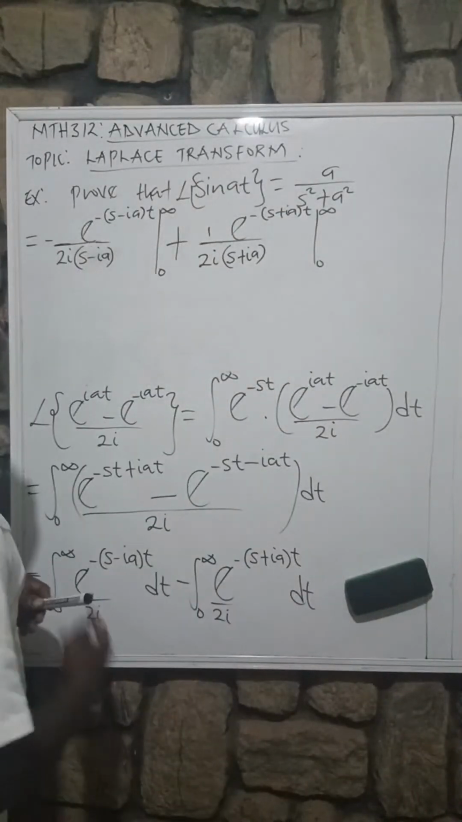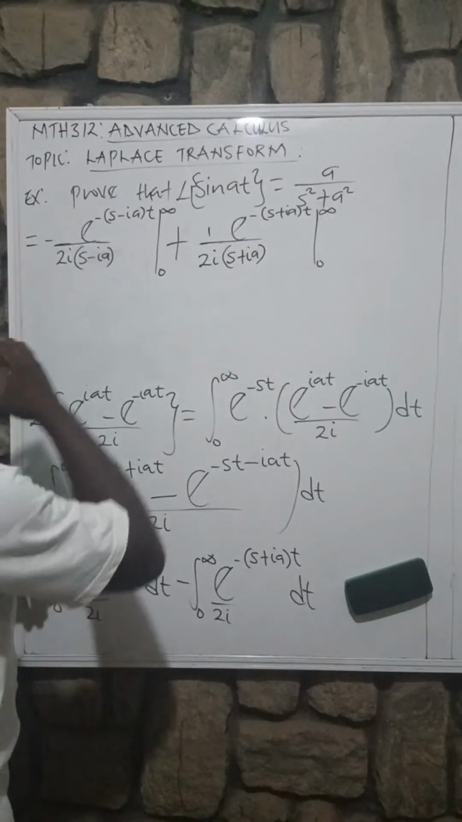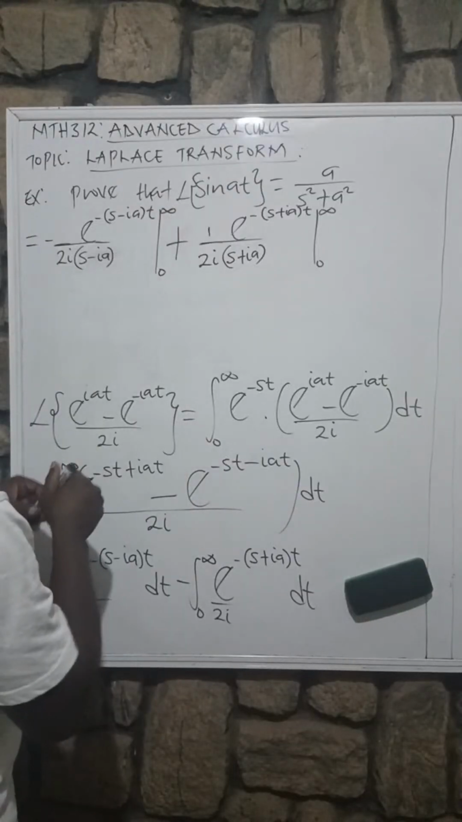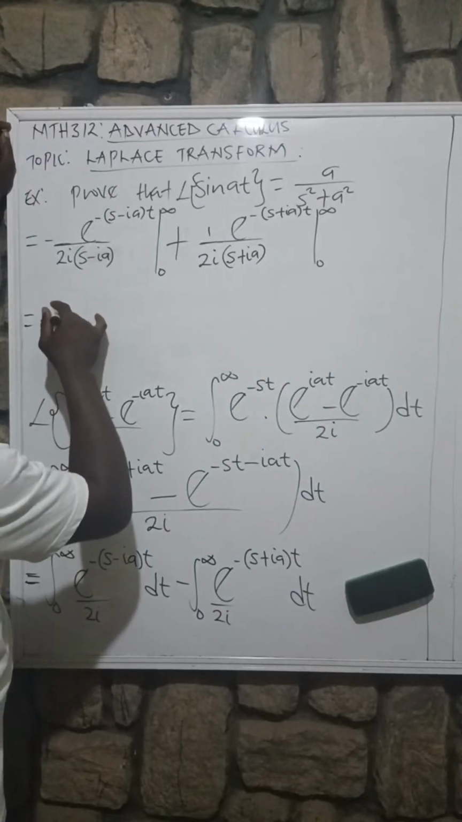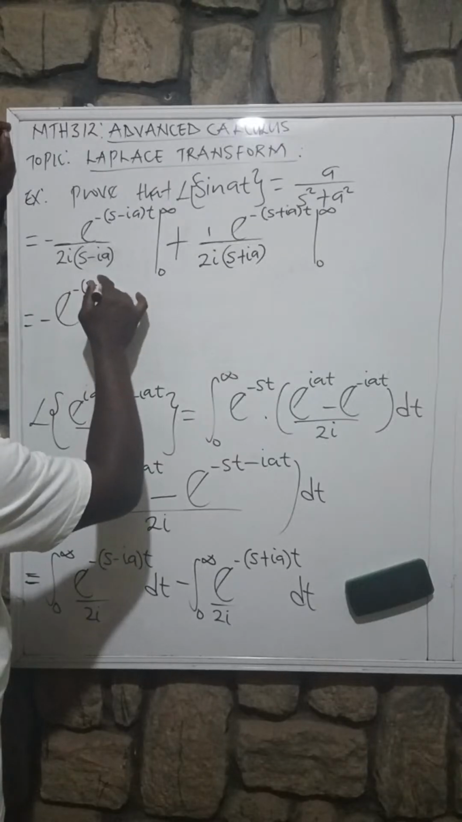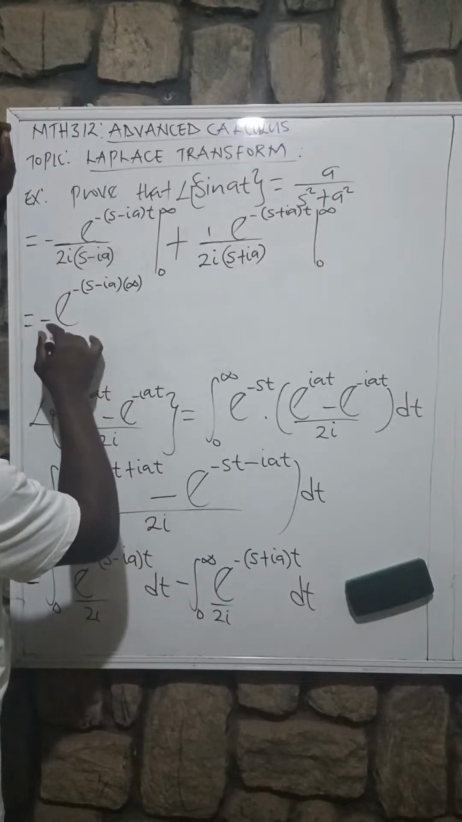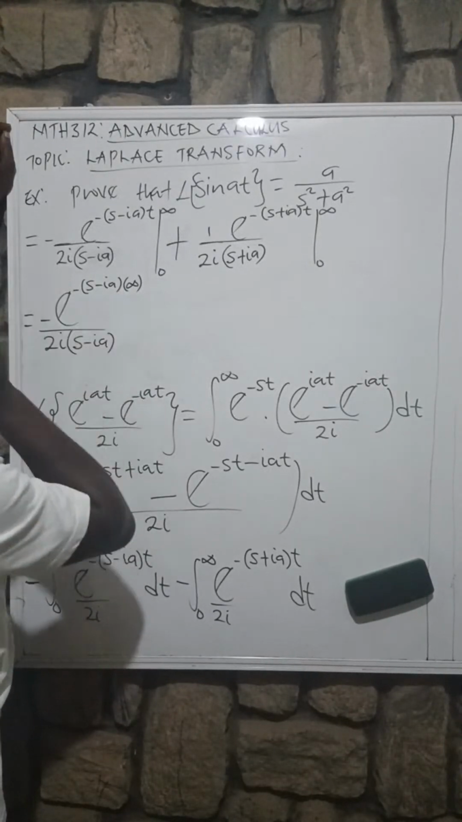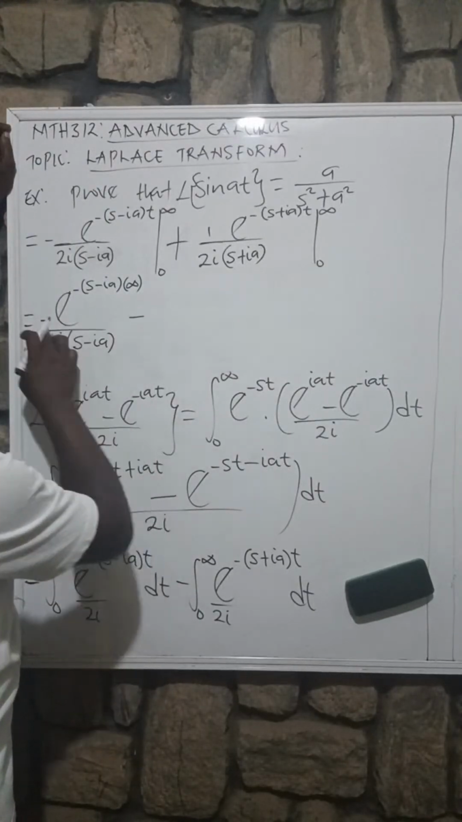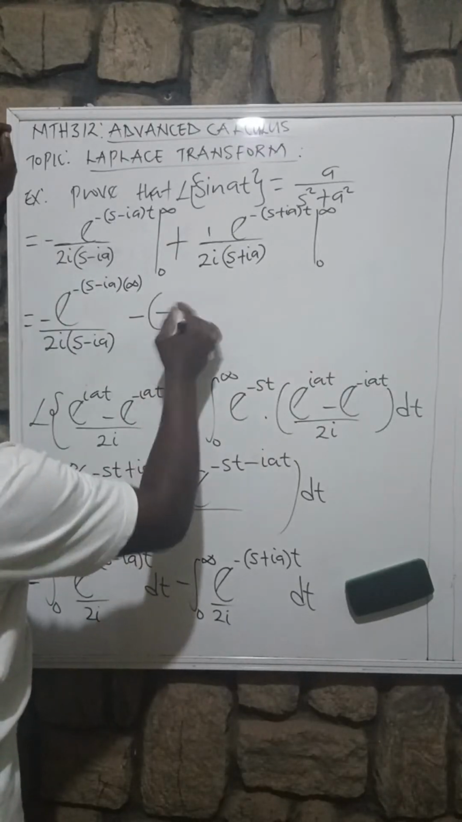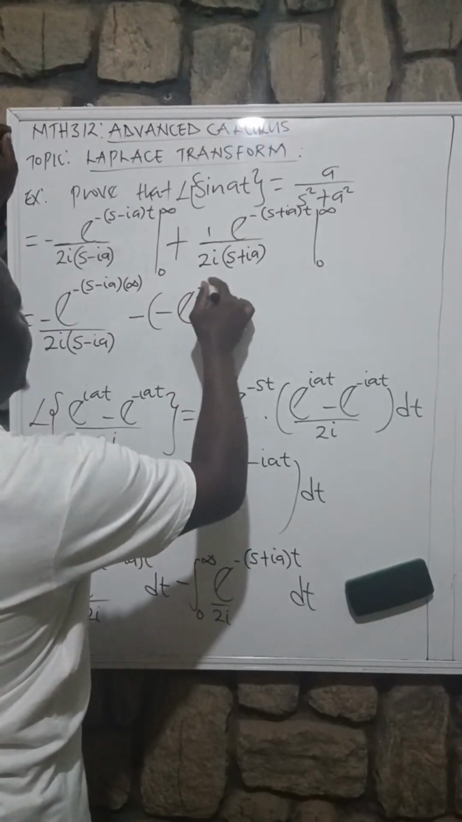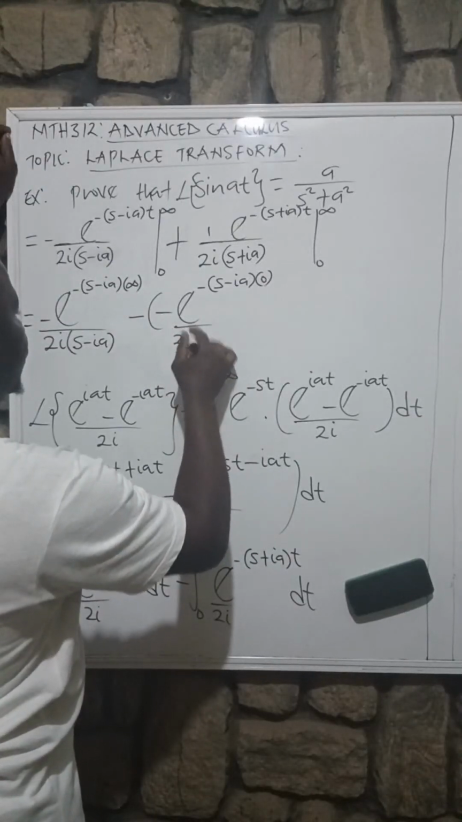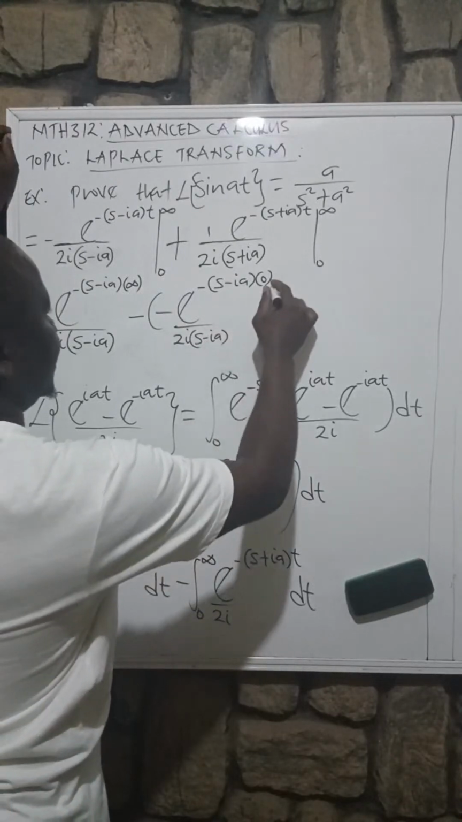So if you can see what I am saying, this implies that anywhere we see t, we substitute in infinity. So here will be minus exponential minus open bracket s minus ia times infinity, all over 2i open bracket s minus ia, true or false? Then minus, here we have the same thing, exponential minus open bracket s minus ia times 0, all over 2i open bracket s minus ia.